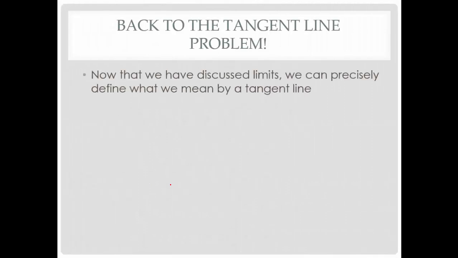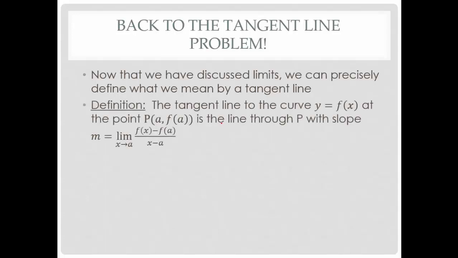Now that we've discussed limits, we can precisely define what we mean by a tangent line. If you recall, the best definition I had for you was that a tangent line would hit your curve once at the point, and it would follow the direction of the curve. I mentioned at the time that's not a very precise definition. Well, now we've got a better one. The tangent line to the curve y equals f of x at the point P, which has coordinates a, f of a, is the line through P that has the slope that we just talked about.